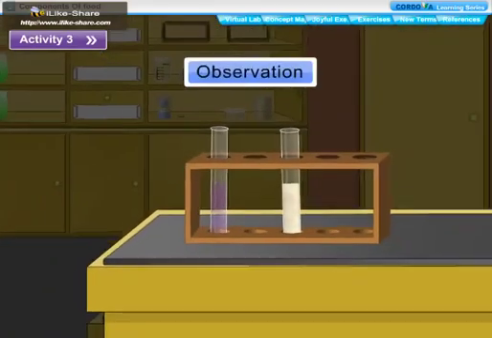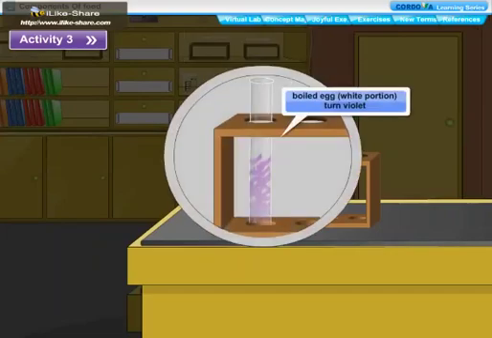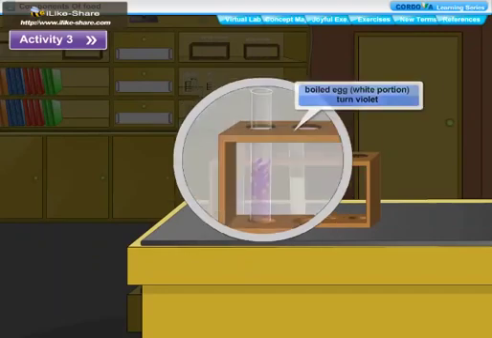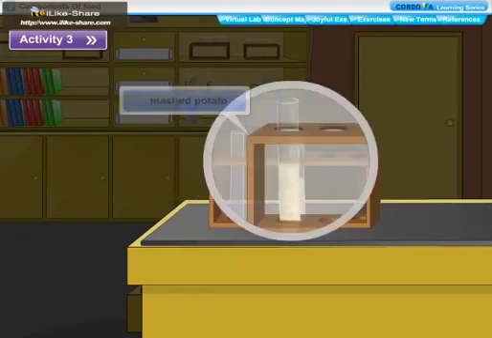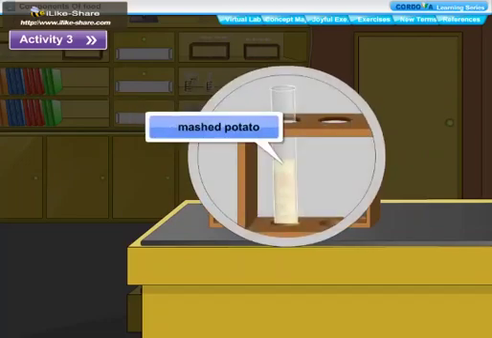Observation: the contents of the test tube with the boiled egg white portion turn violet. The violet color indicates the presence of proteins in the food item. This test indicates that the boiled egg white portion contains protein. The contents of the test tube with mashed potato do not turn violet. This indicates the absence of proteins in the food item, mashed potato.